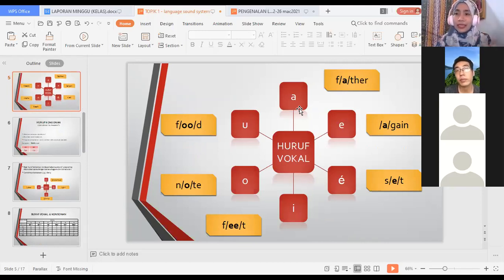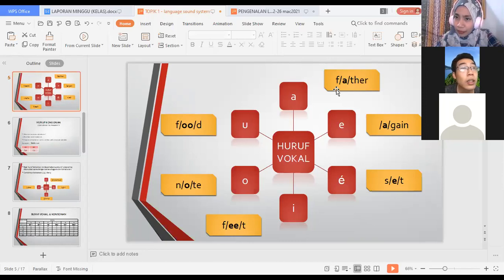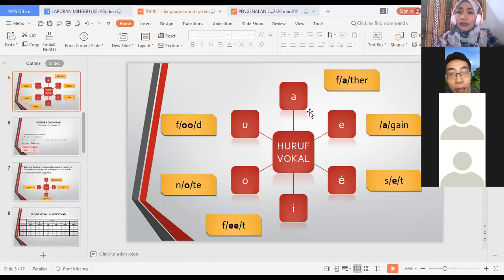Maybe I would like to call Hang Ling Yu. Where are you? Please help me read the first word. Can you help me pronounce the first word? Father. Yes, father. So I believe you found the sound of A. You will find the sound of A in the word father. Terima kasih, Hang Ling Yu.